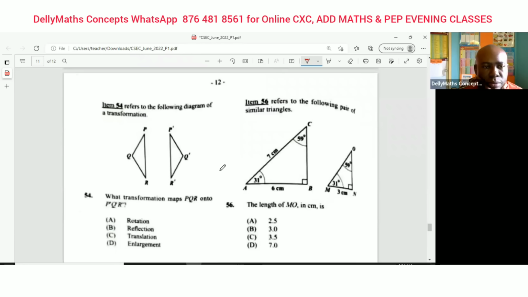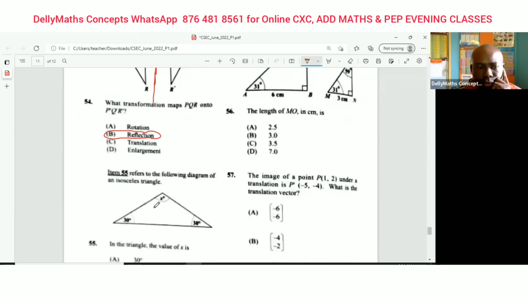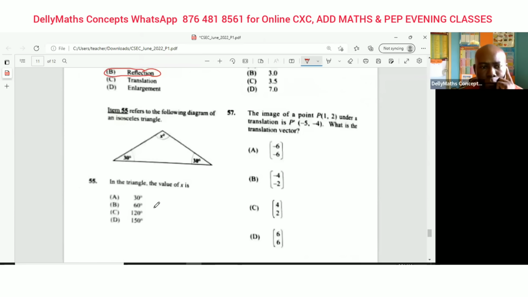All right. 54 refers to the following transformation. Well, looking at this, I'm seeing a reflection, where this is the mirror line right there. So this is a reflection going on right there. 55. The angle at X, well, the total interior angle of a triangle is 180. So when we add these, we'll get 60, and we take it from 180, we get 120 right here.